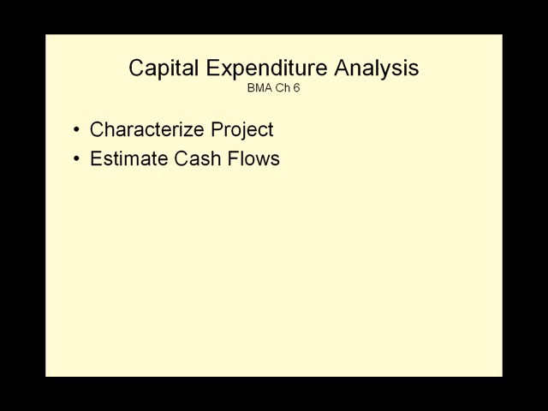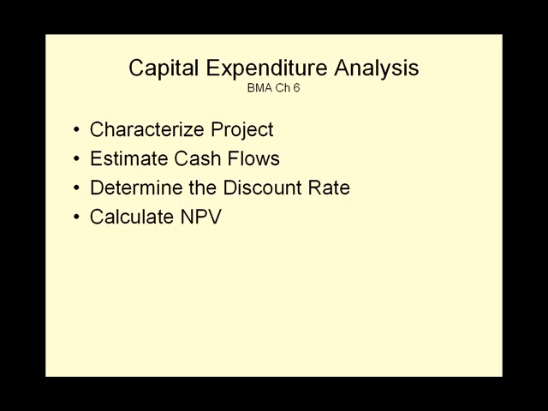We cover 4 topics, which are actually the 4 principal steps in capital expenditure analysis. The first step is to characterize the project. The second is to estimate the project's cash flows. The third step is to determine the discount rate. And the fourth step is to calculate the net present value.